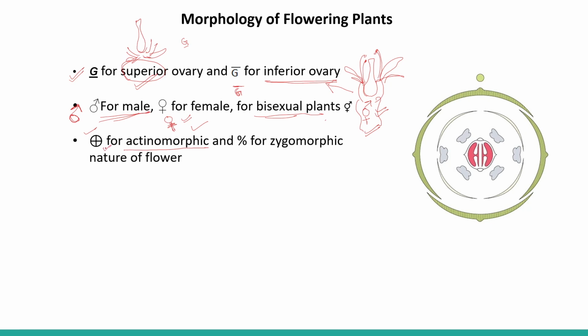Actinomorphic is represented by this symbol. What is actinomorphic? If the flower has symmetry in the radial axis, with a number of radial axes, then it is actinomorphic. And if the flower can be divided into equal halves by only one division, then it is of zygomorphic nature. So actinomorphic and zygomorphic are all written in the floral formula.